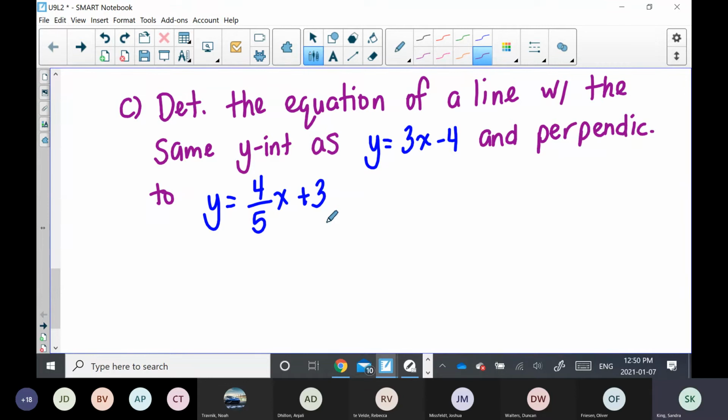So what they want us to do is I've got to take something from here and I've got to take something from here, and I'm going to join them together to make a new line. From this first one, they want the y-intercept. So you say, well, what's the y-intercept? Was it 3 or -4? It's that guy right there. So my new line is going to have a b value or a y-intercept of -4.